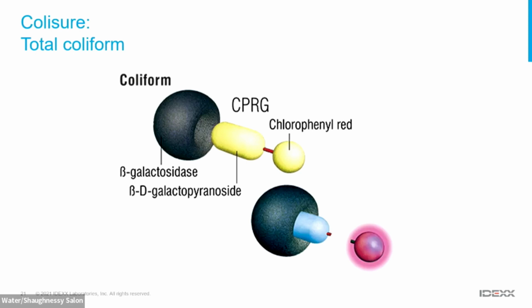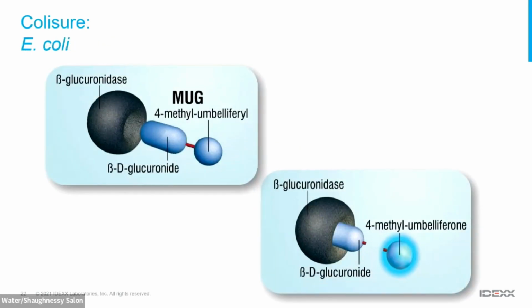So when this nutrient and indicator are bound together, the appearance is actually yellow. So Colisure starts off yellow. When coliforms are present, they utilize that nutrient, the bond is broken, that indicator is released, and it will turn red. So Colisure turns red for the presence of coliforms. And again, it contains MUG as a second indicator to look for E. coli, and works the same way.